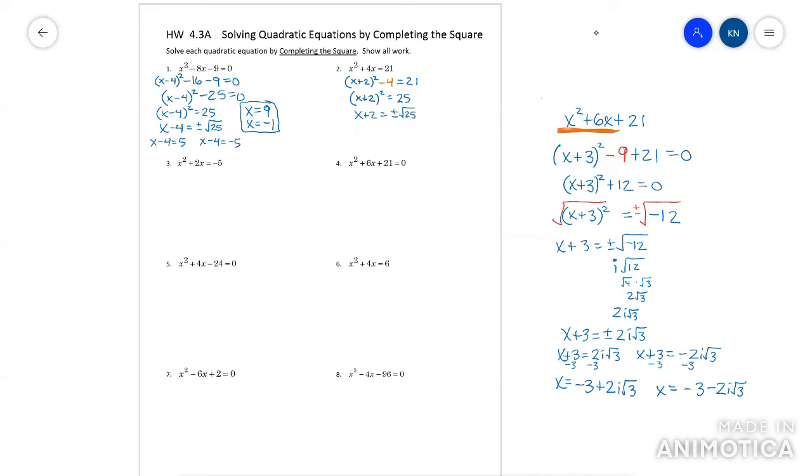Root 25 is 5. So I'm going to have one that's x plus 2 equals 5, and one that's x plus 2 equals -5. And then just subtract 2. My answers would be x equals 3 and x equals -7.